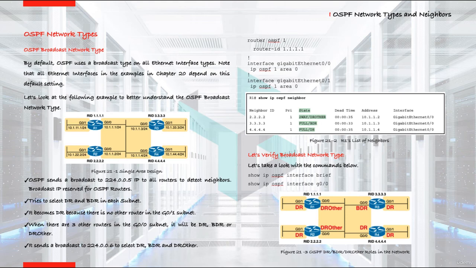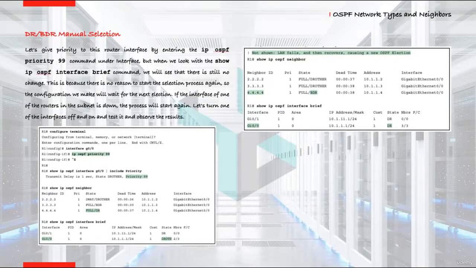Here I wrote about how you can check the broadcast network type. We use the broadcast network type by default in our interfaces. You can check this with the show ip ospf interface brief command. When you type this, it shows the network type under that interface. This command does not work in Packet Tracer, but you can see the network type with the show ip ospf interface gigabit 0 command.